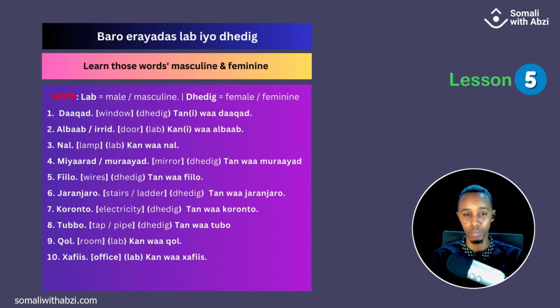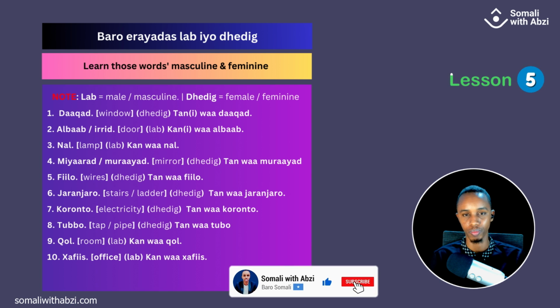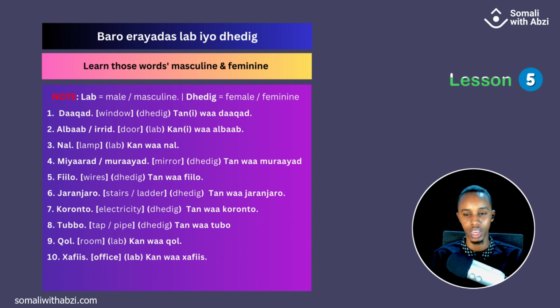For example, Abdi, kan wa Abdi. Asho, tan wa Asho. And so the other things, or the other thing names. Albaab, lab, kan wa albaab. Nal, lab, kan wa nal. Miyaarad, dhadig. Tan wa miyaarad.